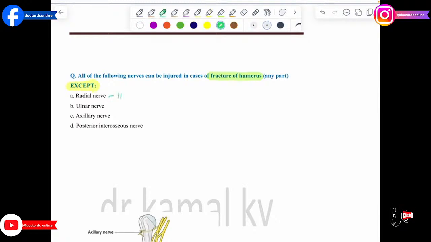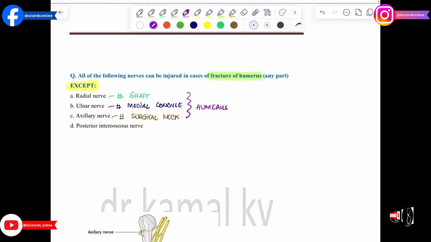So radial nerve, this is injured if there is fracture of the shaft of humerus. Ulnar nerve is injured if there is fracture of the medial condyle of humerus, and axillary nerve can get injured if there is fracture of the surgical neck of humerus. So these are the nerves which can be injured if there is injury to the given part of the humerus, and nowhere is the posterior interosseous nerve related to humerus. So the answer is posterior interosseous nerve.